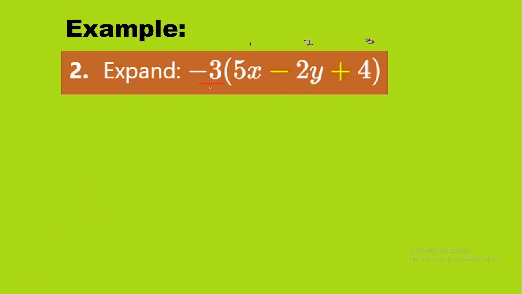Negative 3, we're going to multiply negative 3 by 5x. Negative 3 times 5x: remember, number times number. 3 times 5 is 15. What type of 15? Negative times positive, so negative 3 times 5 is negative 15. You just write back the letter that's there, so negative 15x.